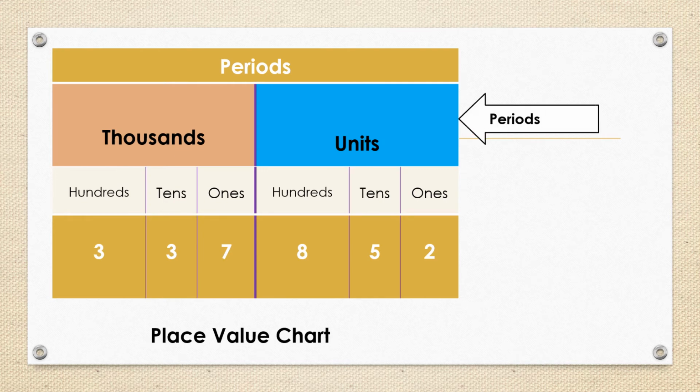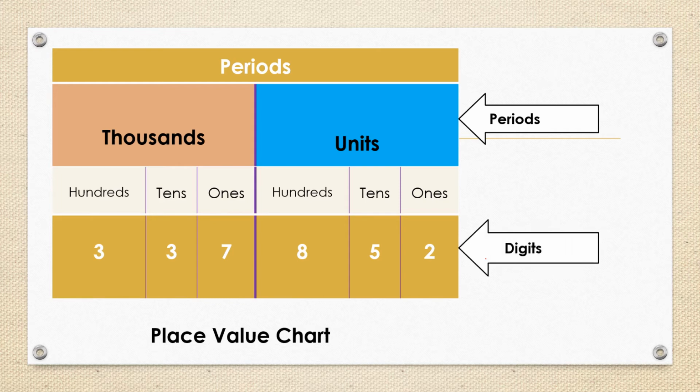So we have thousands and units. Because we're only dealing with 100,000s, but we can go through millions, billions. But here, units and thousands are the two periods that we're discussing. Okay, so here we also have the digits.